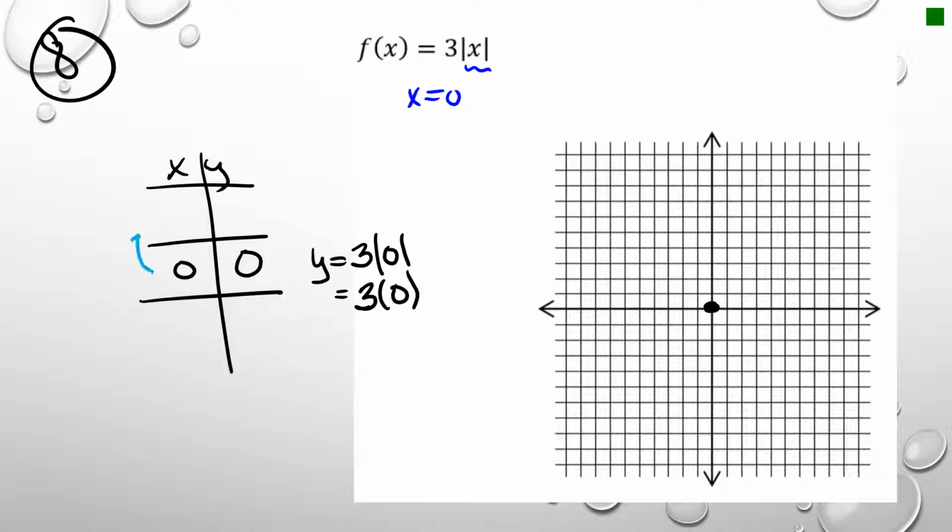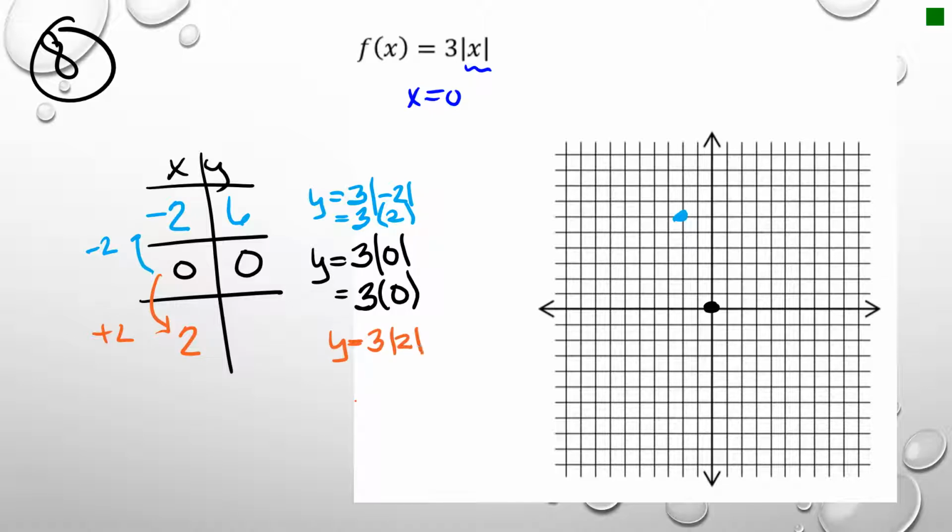I'm going to subtract 2. That's how I get to my next x. So this time inside the absolute value, I'm going to put -2. Well, the absolute value of -2 is 2. 3 times 2 is 6. So I go to -2, 6. To get to the one on the right, I'm going to add 2. 0 plus 2 is 2. So I'm going to substitute 2 in for x. The absolute value of 2 is 2. 3 times 2 is 6. So I'm over here at 2, 6. And I have a very tall, skinny absolute value. Just make the points bigger. Okay, there we go. And that's it, guys.